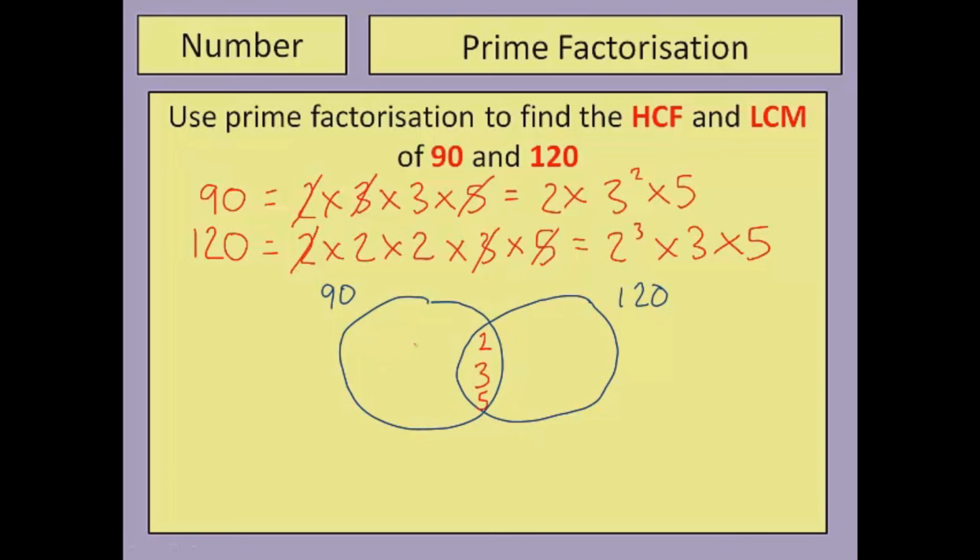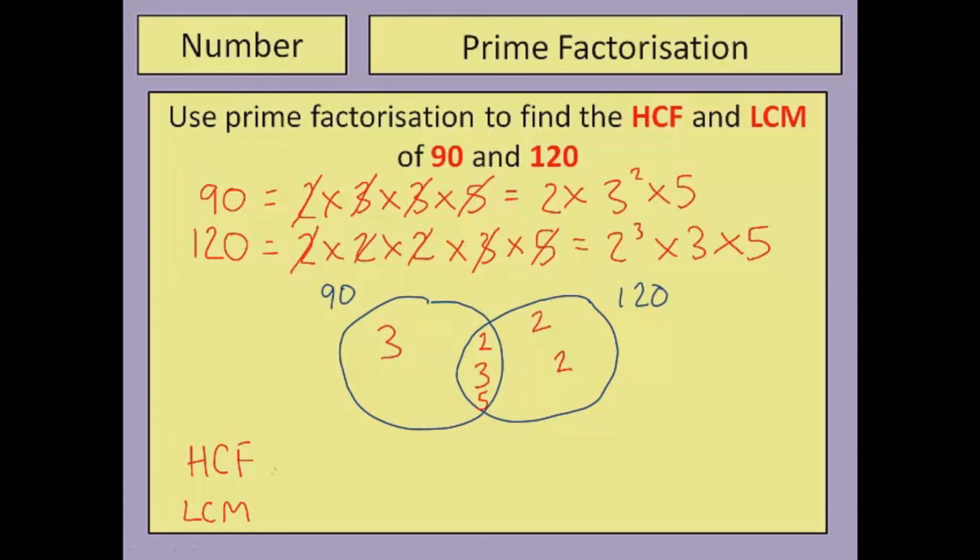Now this means we've got some leftovers. For 90 we've got a 3 left over, so we can put that in here, and for 120 we've got 2 2's left over, so we can put those in here. Now from here it's actually quite easy to find your highest common factor and lowest common multiple.